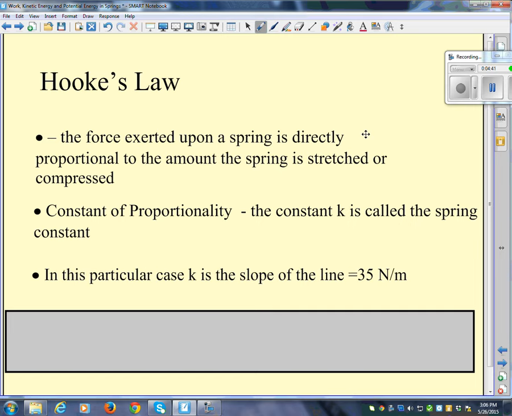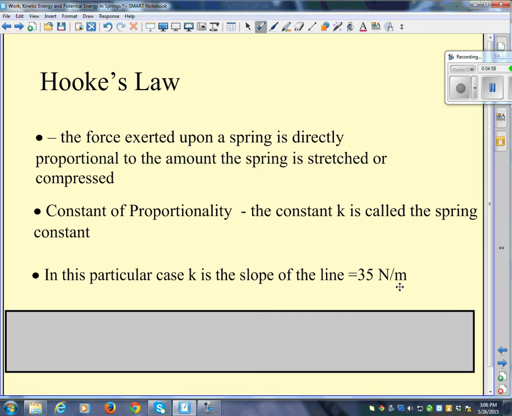In this particular case, the one that I just graphed, the slope of the line is 35 newtons per meter. You're going to come up with a different spring constant, not 35. But it's always measured in newtons per meter: how much force it requires to pull it 1 meter.